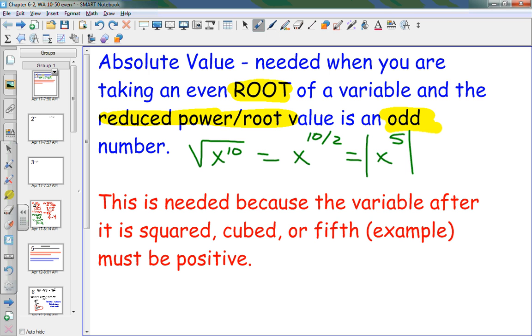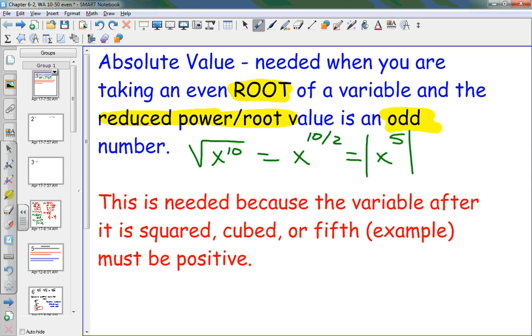So by taking the absolute value of that x, which is negative, it turns it into what? Positive. A positive value, and then it allows me to take the square root of it. Does that make sense? So the whole point of the absolute value bars is that whenever the power is odd, it allows it to stay positive, so I can take the even root of it.